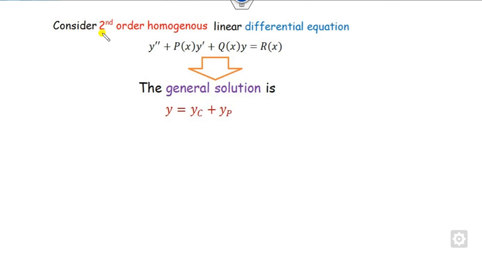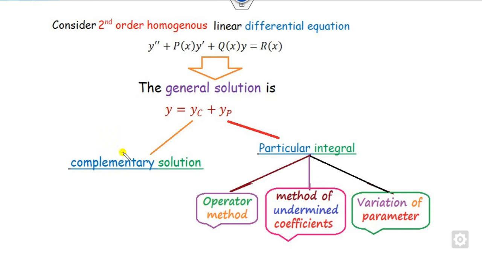As we discussed in our previous class, for a second order homogeneous linear differential equation, the general solution is y = yc + yp, where yc is called the complementary solution and yp is called the particular solution, or particular integral, which is found by three different ways. Two of these methods we already covered in our last videos, and now we will discuss variation of parameters.